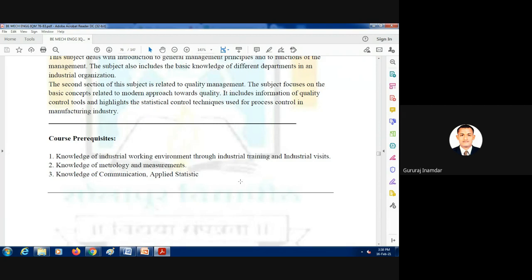knowledge or area. So in this subject, the basic prerequisite is knowledge of the industrial working environment, through industrial training and industrial visits. Whatever industries we have visited, that knowledge is sufficient to learn this subject. Second is metrology and measurement, because quality concerns metrology and measurement. And last, a very important factor, is communication.